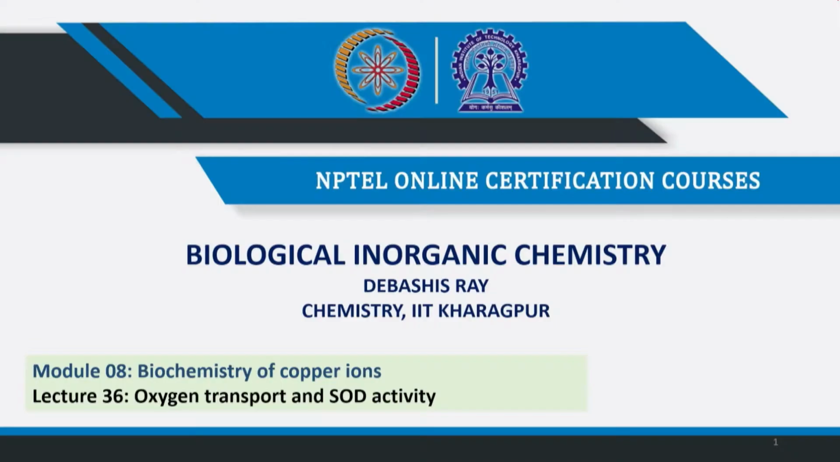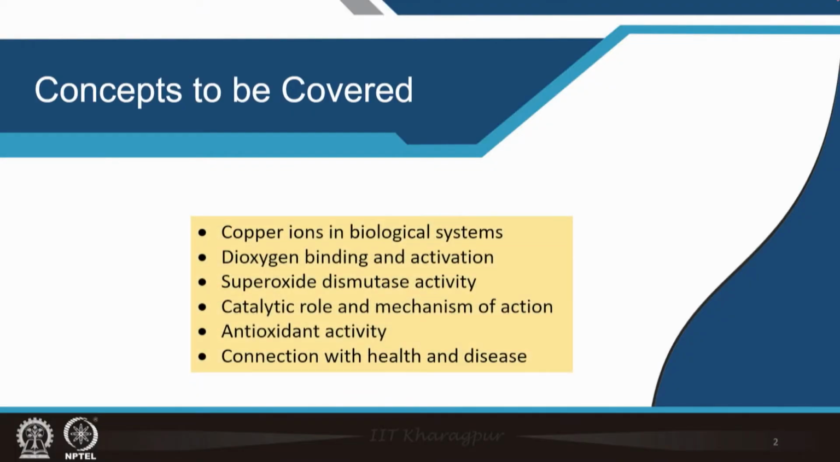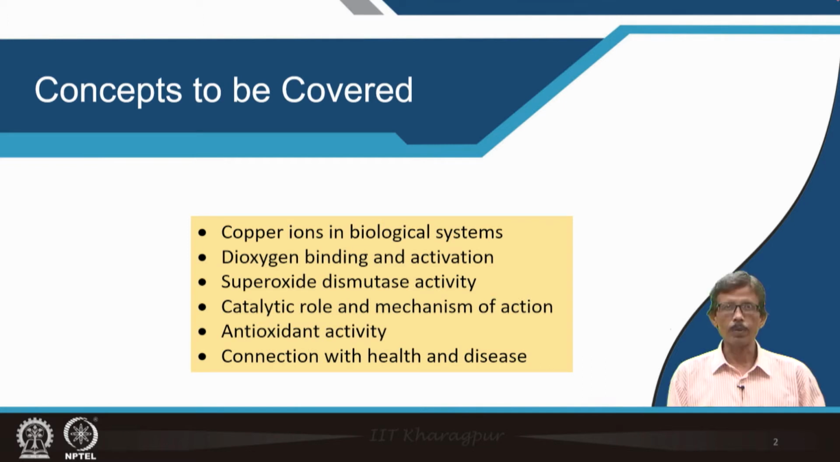So, this lecture is devoted to oxygen transport like your hemoglobin and myoglobin, how we find it in hemocyanin, and one part will be for the SOD or superoxide dismutase activity. So, the concepts basically will be just three: that in biological systems, if you have the copper ions, what are its implications and how the copper ions can function differently.